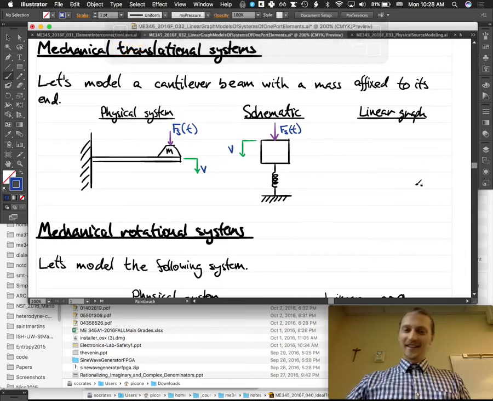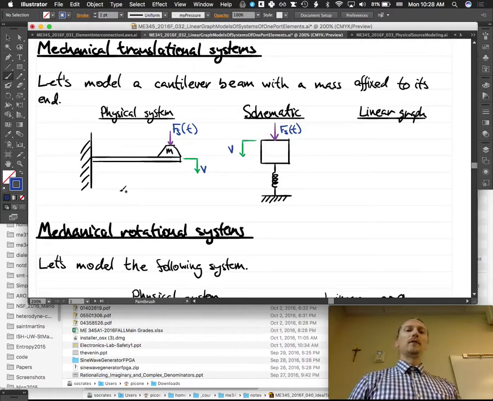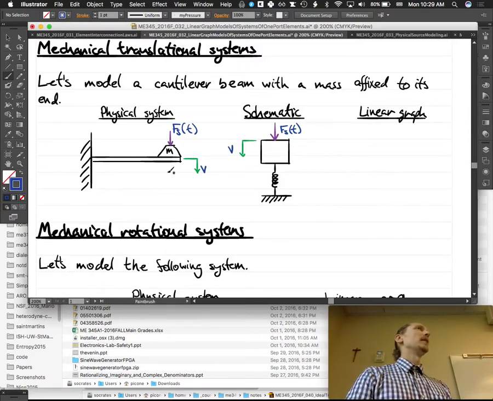All right. So, here's the physical system. We've got a cantilever beam that has a mass on the end, and there's a force source here. So, maybe we stuck an unbalanced rotating piece of machinery on a shelf. That would perhaps be a physical system that might be modeled like this.